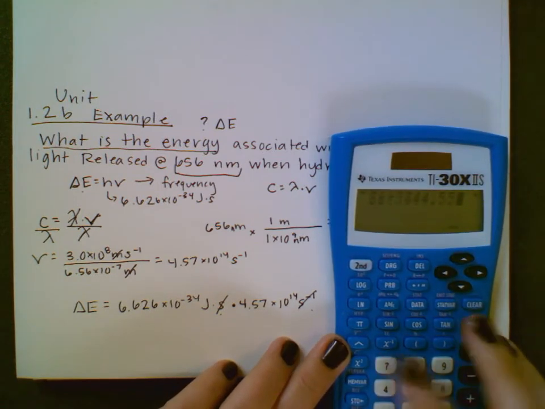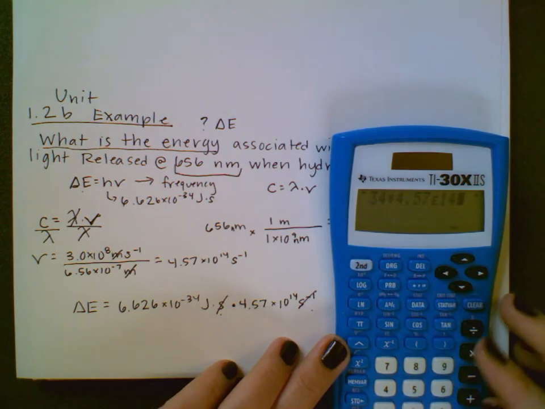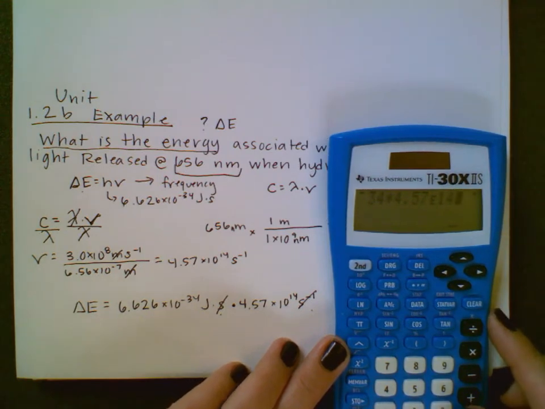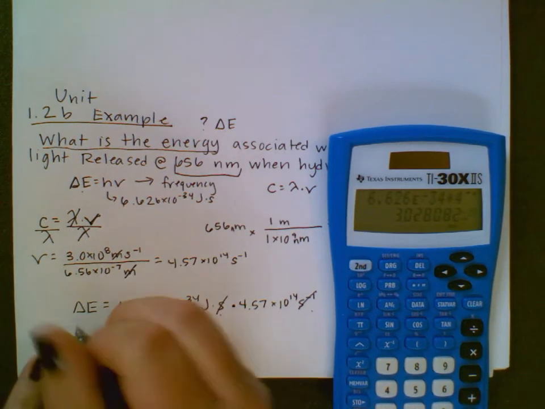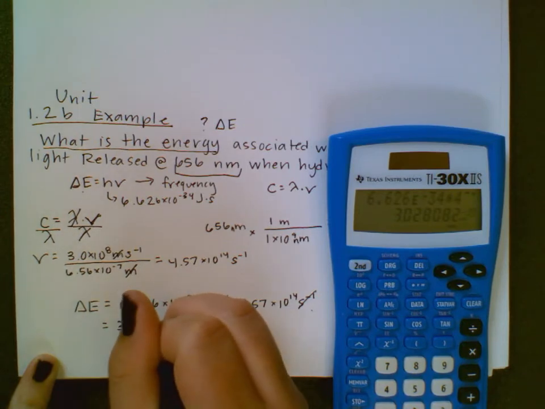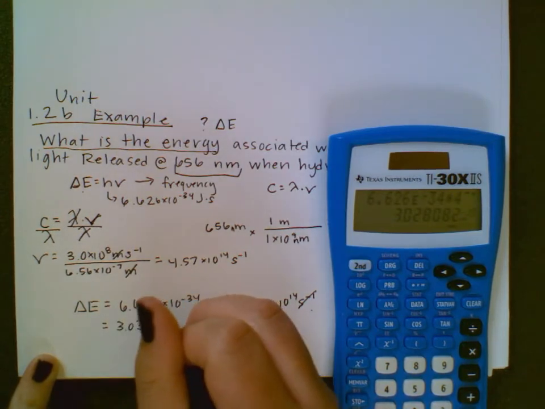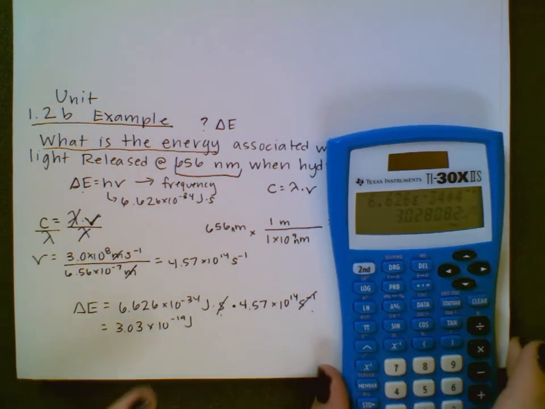Every year, there's some sort of question about this on the AP exam. Every year. Even weird 2020 year, there was a question on here. So we need to make sure that we know what's going on so that we can figure these out. So in this case, my change in energy is equal to 3.03 times 10 to the negative 19th joules. Okay?